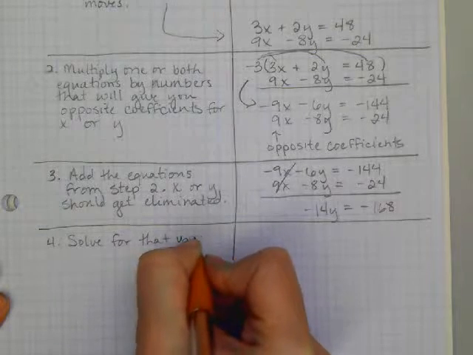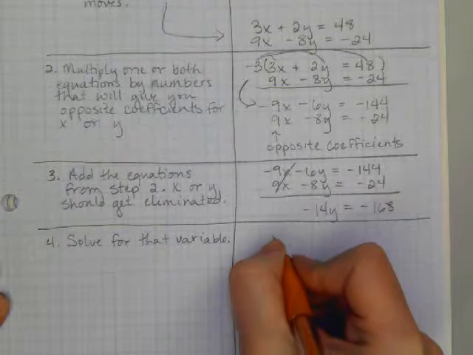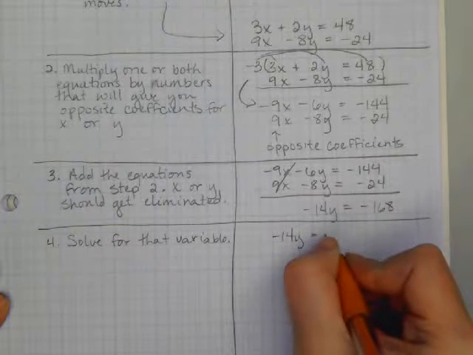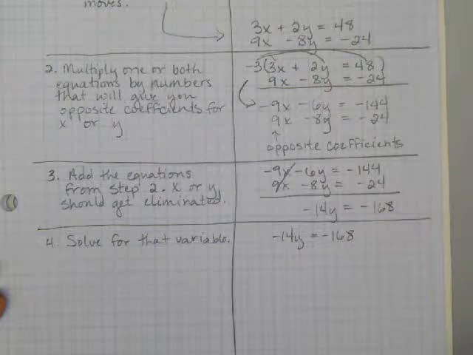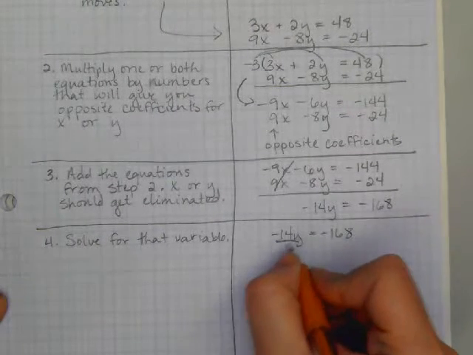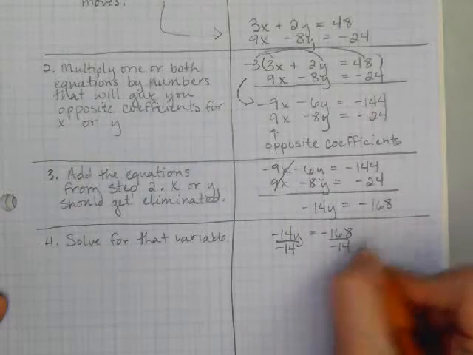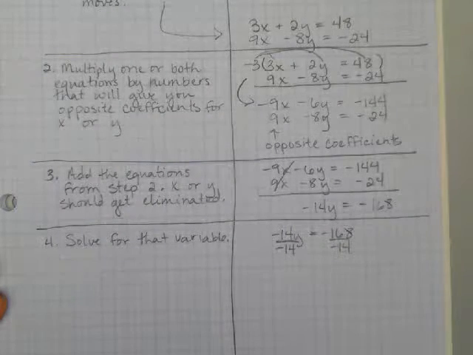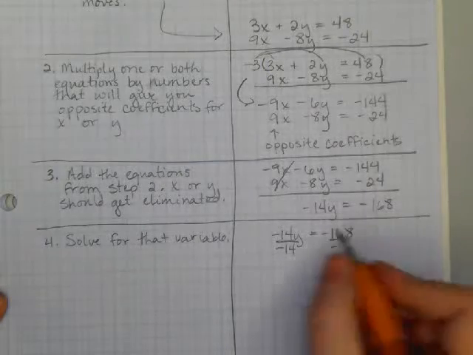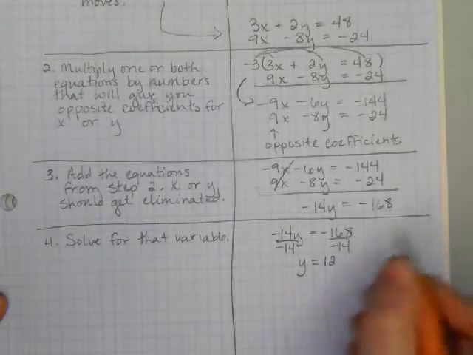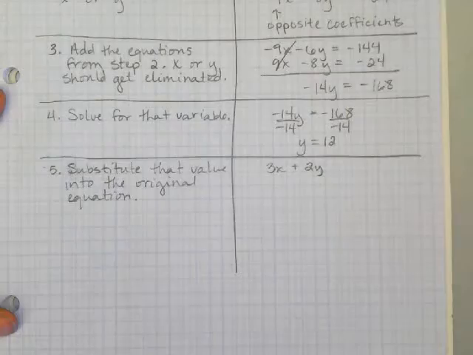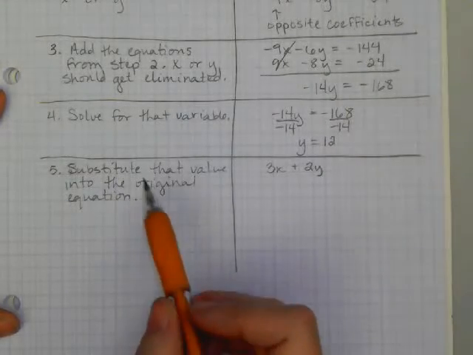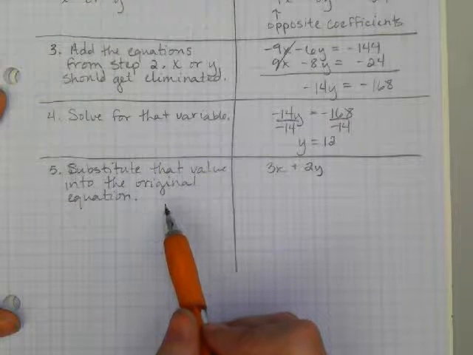So, that last step, substitute that value into an original equation. One of the original equations is 3x plus 2y equals 48. I know that 12 is my y value, so I'm going to put that number in for y. So 3x plus 2 times 12 equals 48. What's 2 times 12? 24. Subtract 24 from both sides. So I have 3x equals 24. Divide by 3, and x equals 8.